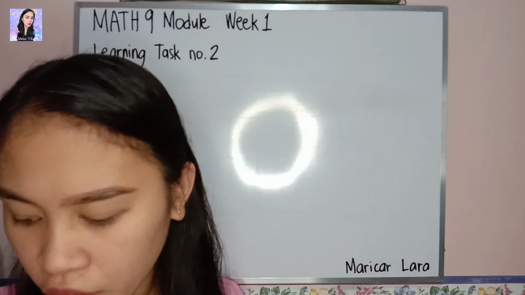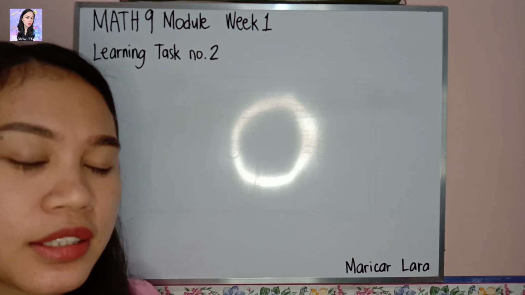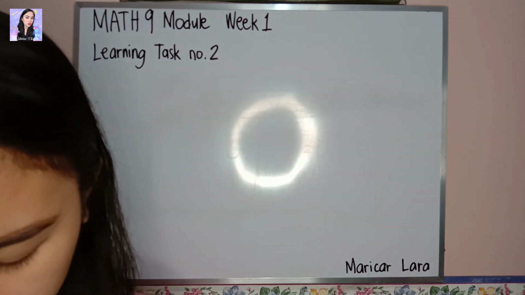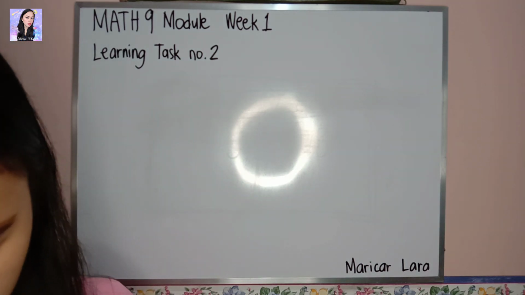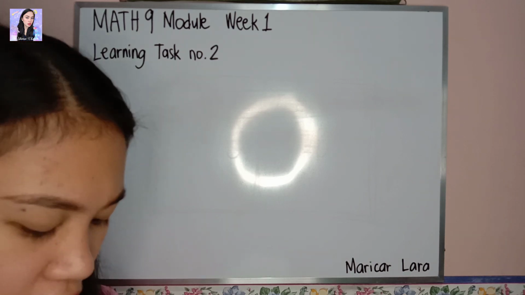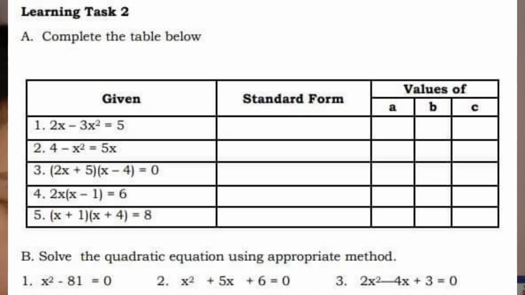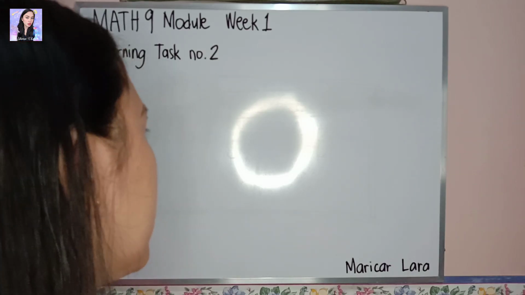Okay, now let's move on to learning task number 2. It says here, you will complete the table below. So, we have the given equations, the standard form, and the values of A, B, and C. So, you will just complete the table. It's very easy. So, let's have an example.